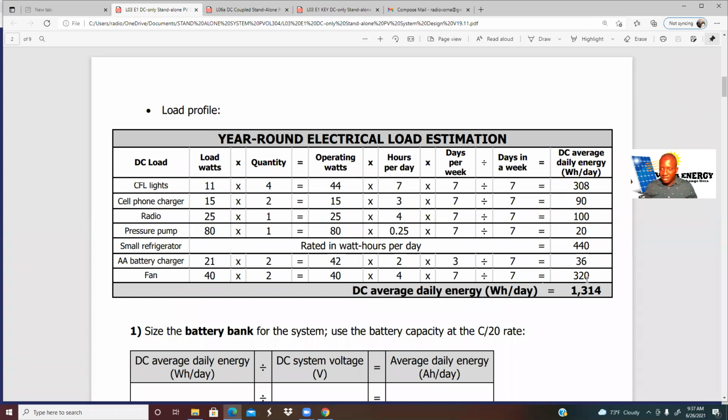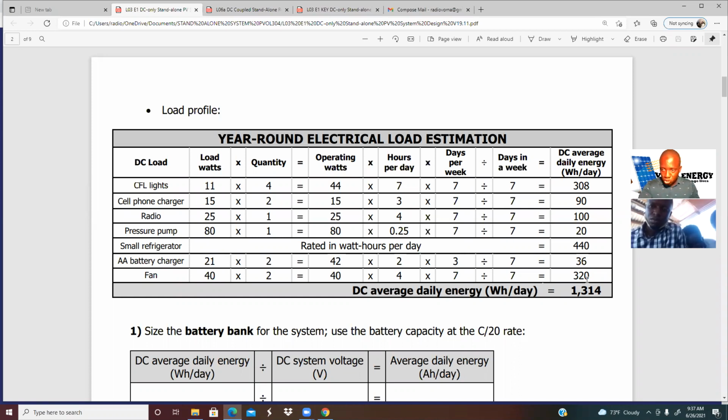You have to know the operating watts of the appliances, and you have to find the daily average depending on how many days they use the appliances. That is how we design systems.